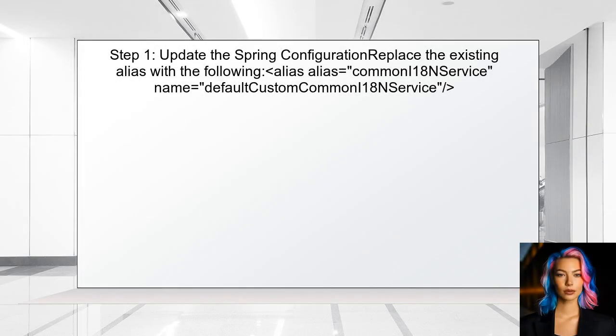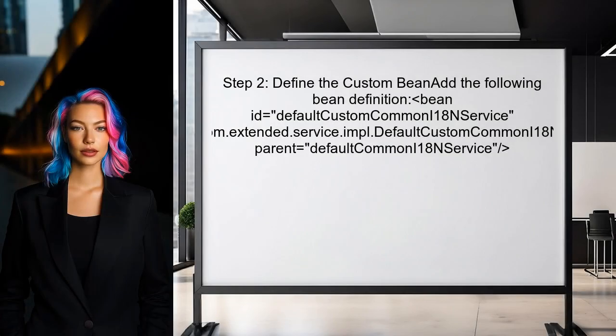To begin resolving the user's issue, we need to ensure that the custom bean is correctly defined in the Spring configuration. The user should replace the existing alias for the CommonI18N service. Next, the user should ensure that the custom bean is properly defined. This involves creating a new bean definition for the default custom CommonI18N service class.